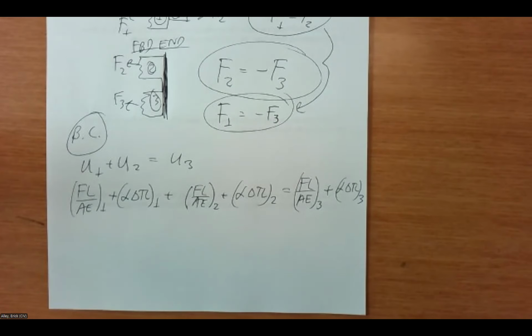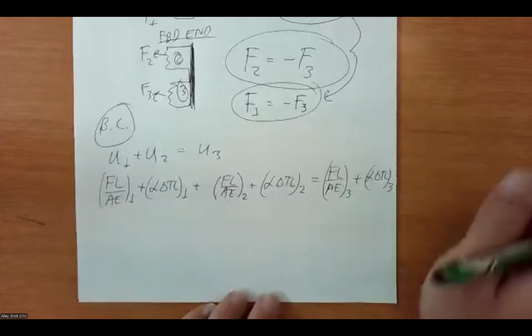But we do still have our force relationships, right? So we can solve for a single force now. I've got 1 in terms of 2, I've got 2 in terms of 3, I've got 1 in terms of 3. So I can substitute any 2 of these forces in with the third one, and then we can solve for the third one that we're looking at. So why don't we jump in and solve for number 3, and we'll see how that works out.